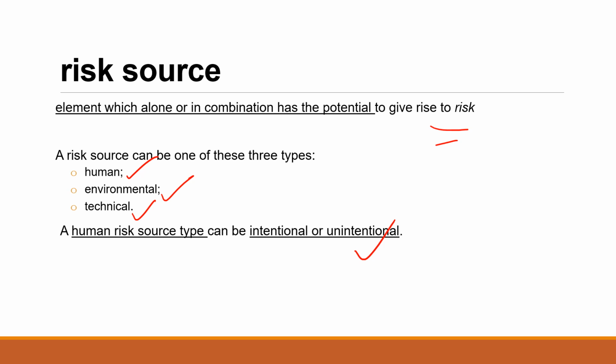But somebody who knows it, who is not happy for some reason, is doing it intentionally, and that's the reason we have different types of controls. So we have to understand what risk sources we have, which we define as an element which alone or in combination has the potential to give rise to risk. It is very important to understand the different risk sources.